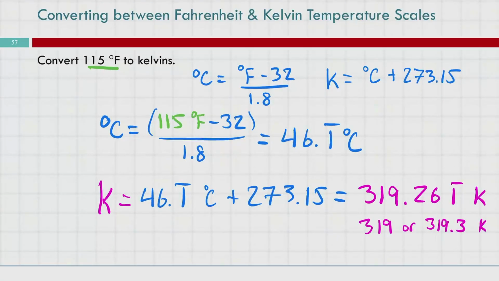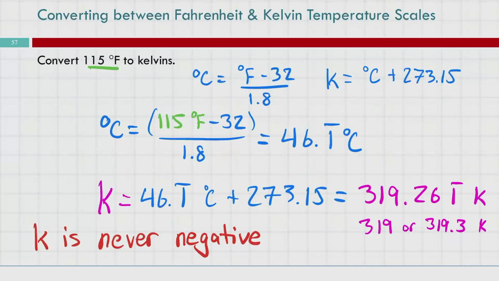Questions about temperature stuff? Another thing that I forgot to mention, Kelvin is never negative. You cannot have negative Kelvin. So if you ever get negative Kelvin, that's a sign that you did something wrong and you should check your work. Degrees Celsius, degrees Fahrenheit, of course, can be negative.